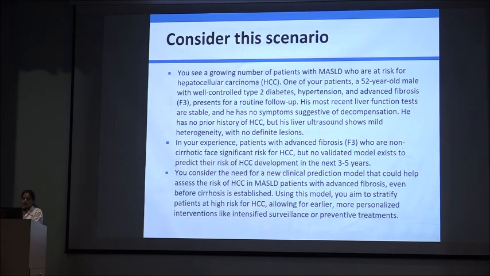And using this model, you aim to stratify patients at high risk for HCC, allowing for earlier, more personalized interventions like intensive surveillance. So you'd be interested in both looking for a model that can stratify risk for HCC in such a patient, as well as, if not available, you'd want to develop one by designing a new study.